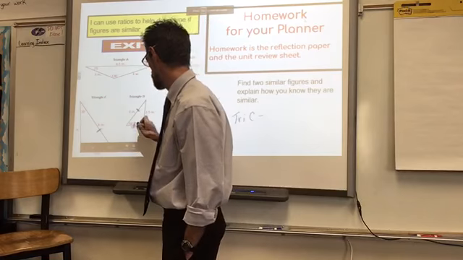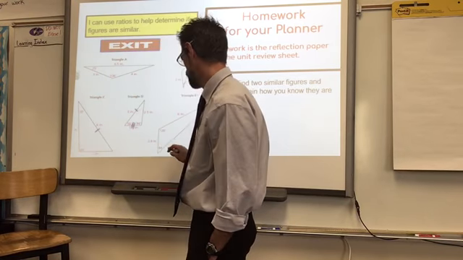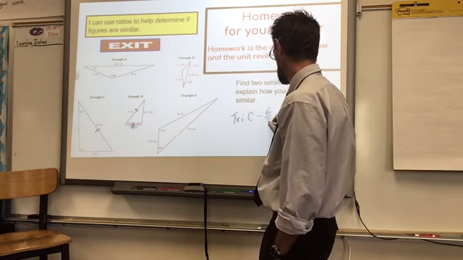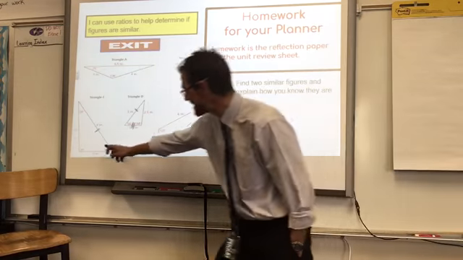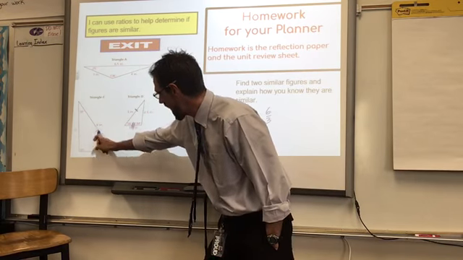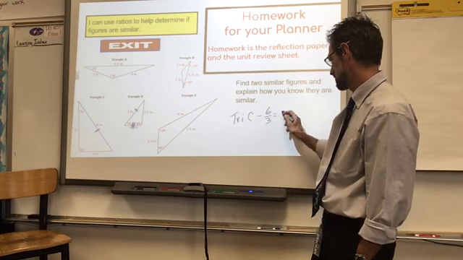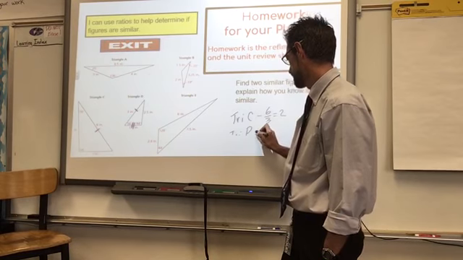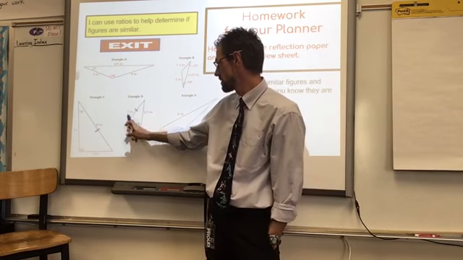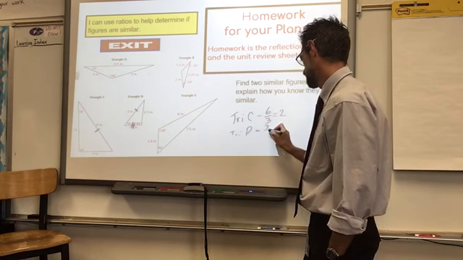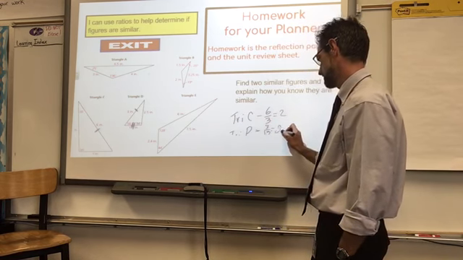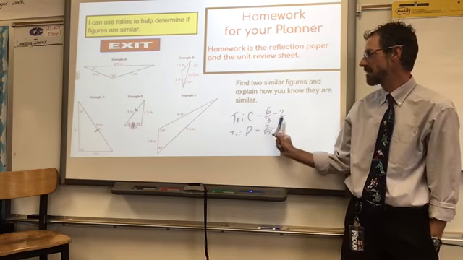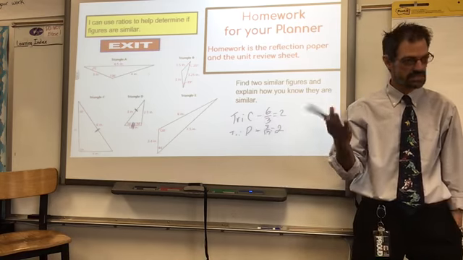I'd mark this as 2 right here. So this would be 6 over 3. Try C would be a 6 over 3, which means that the base is half the height, or it takes 2 of those. And then if I go to try D, I have a 3 over 1/2, which also equals a ratio of 3 over 1.5, which is 2. That means these two would be similar.